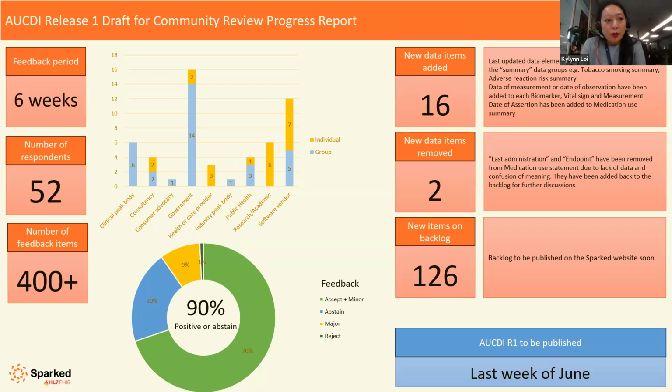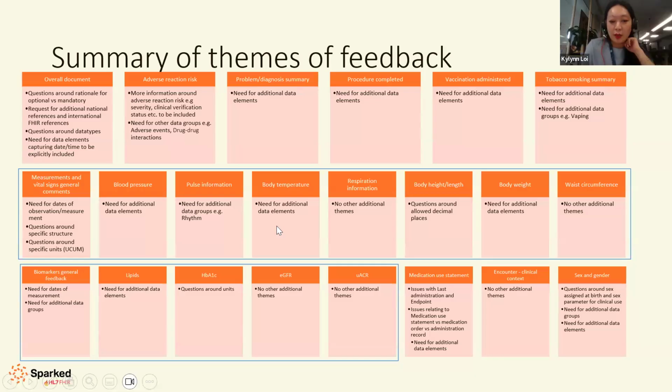As a progress report, we were almost completed, and at this point we've added in response to the feedback 16 new data items. We've removed 2 data items, and we now have 126 items on the backlog, and I'll go through that quickly I think in the next slide. So yeah, maybe we can just go to the next slide.